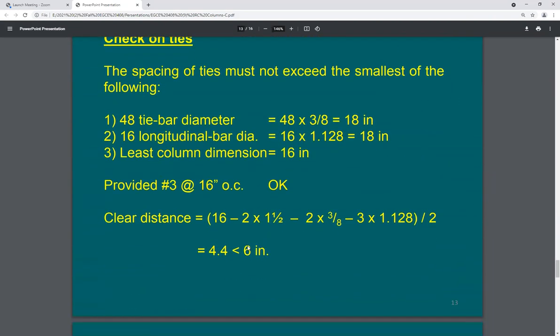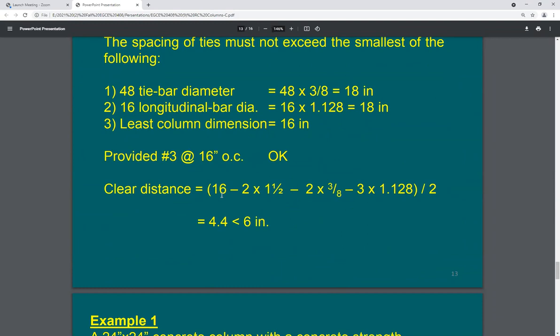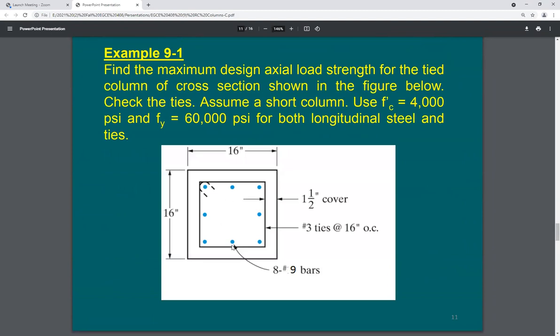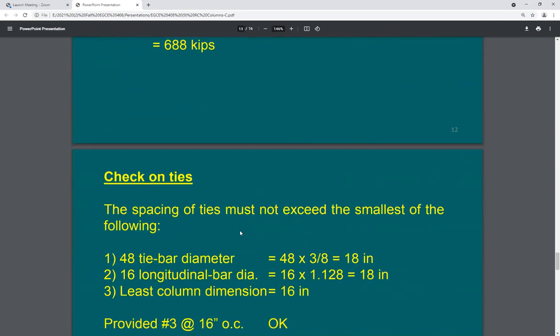Just look at this. 16 inch here is the column size. Subtract 2 times the cover. Subtract 2 times the tie diameter. Subtract 3 bars, and then at the end divide by 2, because you have 2 spaces. And your dimension comes out to 4.4, less than 6 inches, good. You don't really need the crossbar. If this number had been, let's say 7 inches, you would say this column is not good. So what is missing? Put a crossbar. Okay, good.